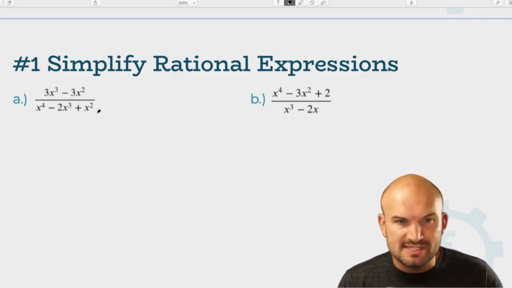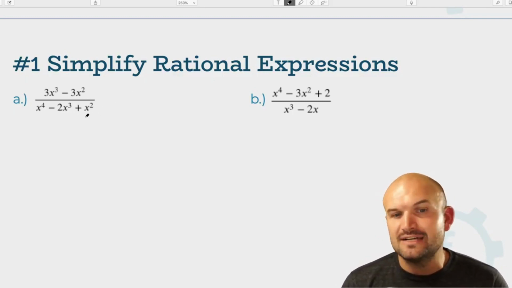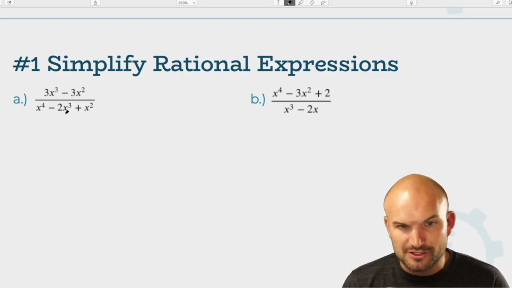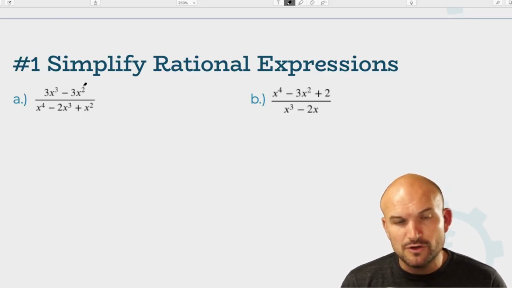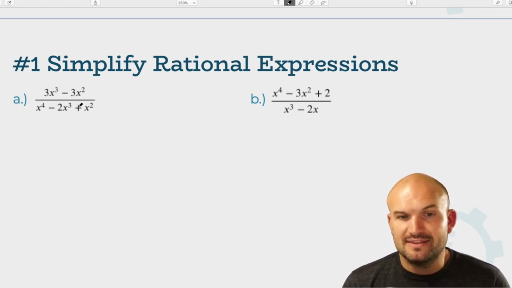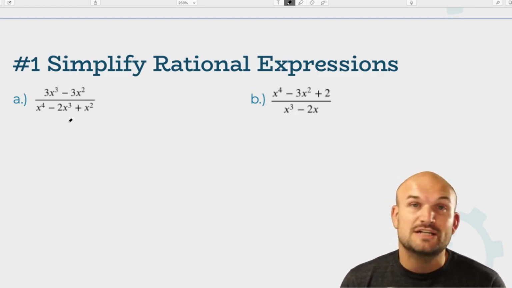So first thing, whenever we see a rational expression, is think of factoring, right? And you can think of factoring in a couple of ways. Whenever you have a binomial, you would always think of either difference of 2 squares or factoring out the GCF.